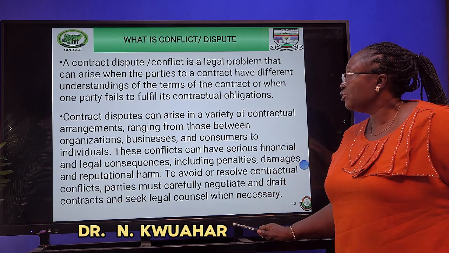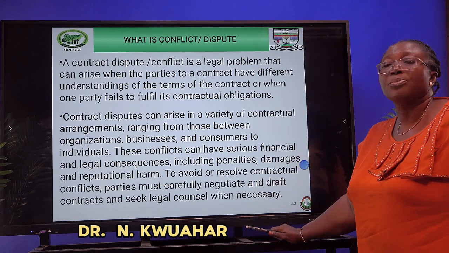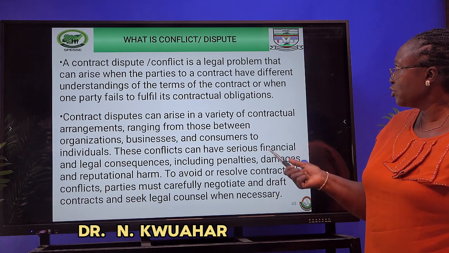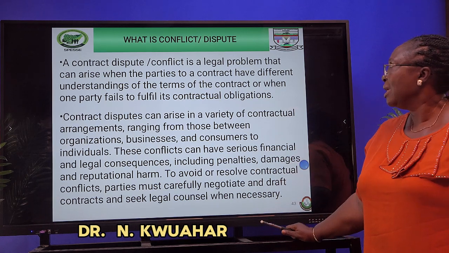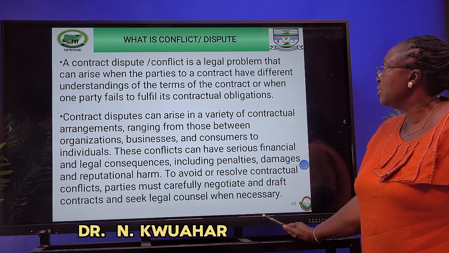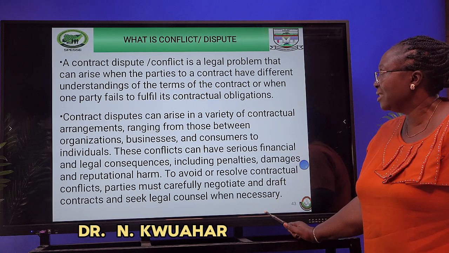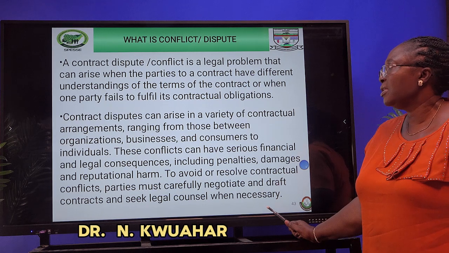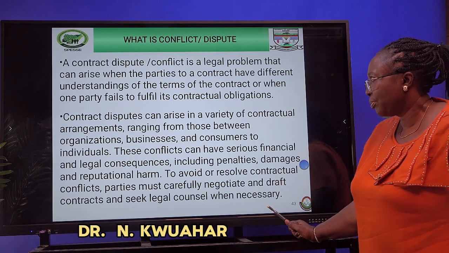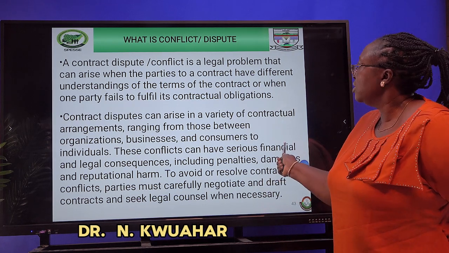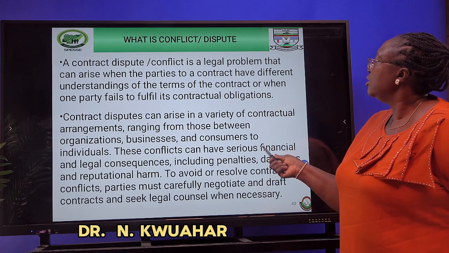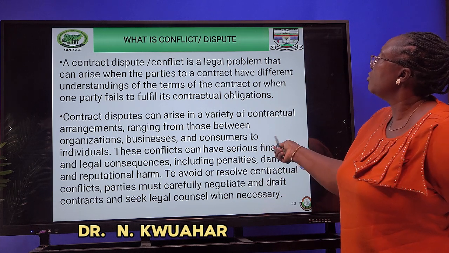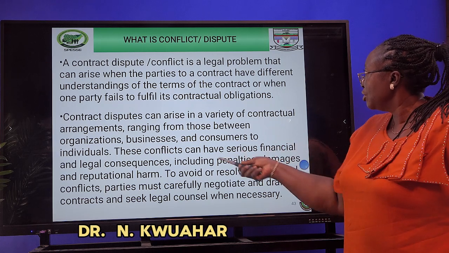So when you talk about the issue of conflict or dispute, a conflict or dispute in a contract is actually a legal problem that can arise when the parties to a contract have different understanding of the terms of the contract, or when one party fails to fulfill its contractual obligations. When there is non-understanding of the terms of contracts and failure to achieve contract obligations, it can lead to disputes.